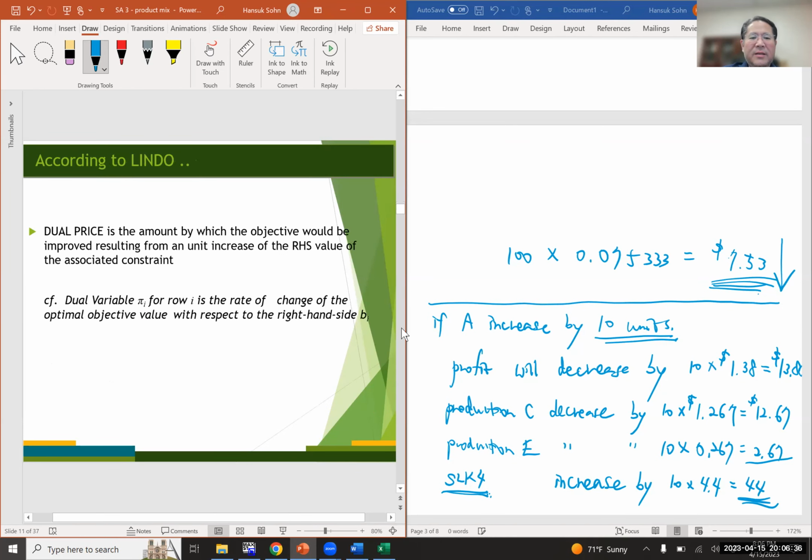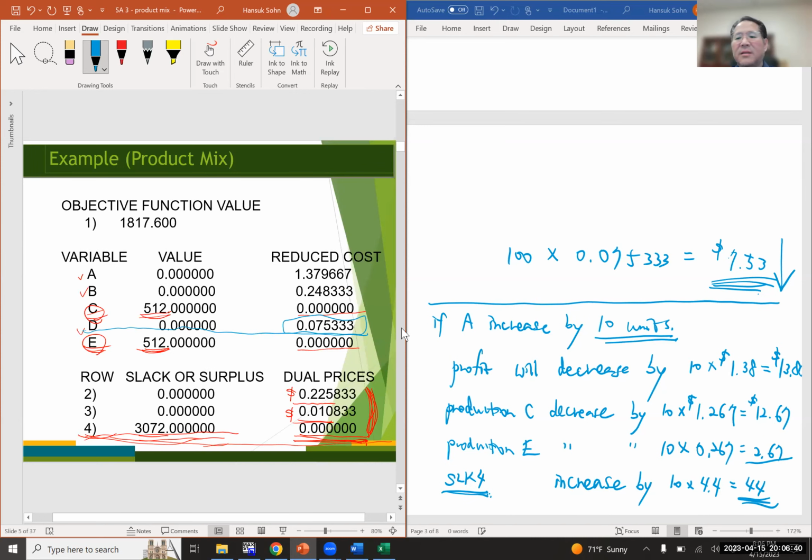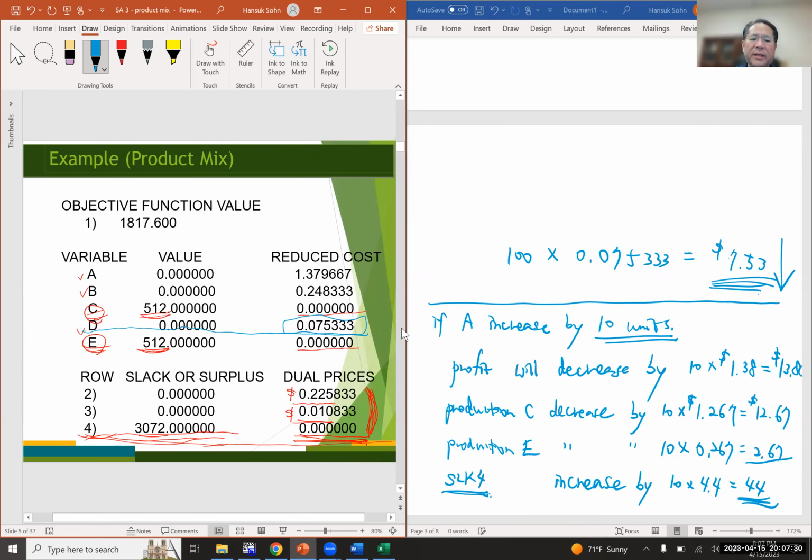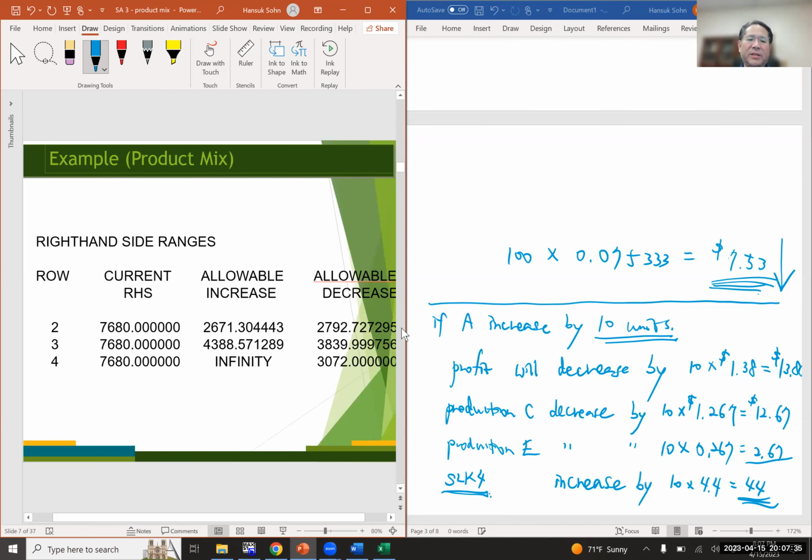So if you look at the dual price here, the dual price of a constraint is the rate at which the objective function value would improve as the right-hand side of the constraint is increased by a small amount. However, I told you the dual price remains valid within the allowable right-hand side ranges. So first of all, you need to check if the changed amount of the right-hand side value is within the ranges or not. So you need to look at the right-hand side allowable ranges.